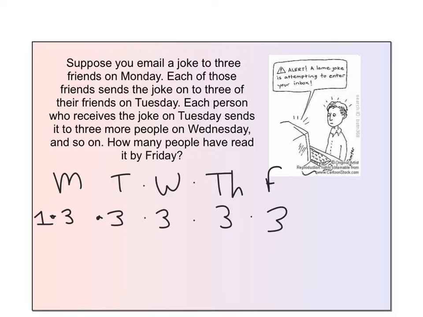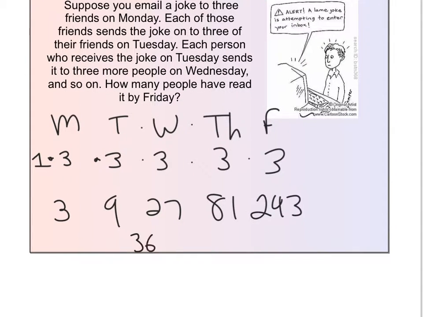Well, on Monday, 3 new people saw it, plus you. Multiplying by 3 again, on Tuesday that's 9 people. On Wednesday, that's 27. Thursday, that's 81. Friday, that's 243. So the sum total of people that have seen this is going to be 363 plus you, so a grand total of 364 people.